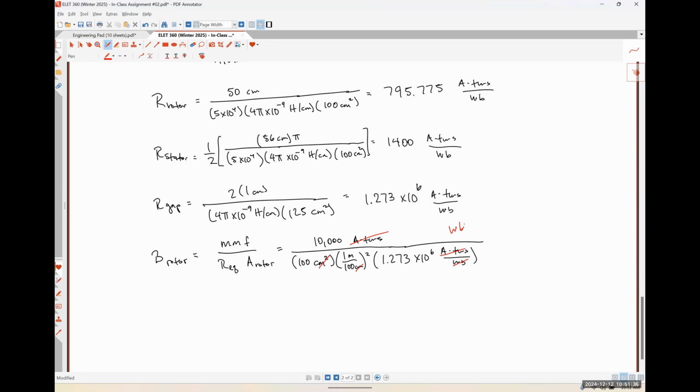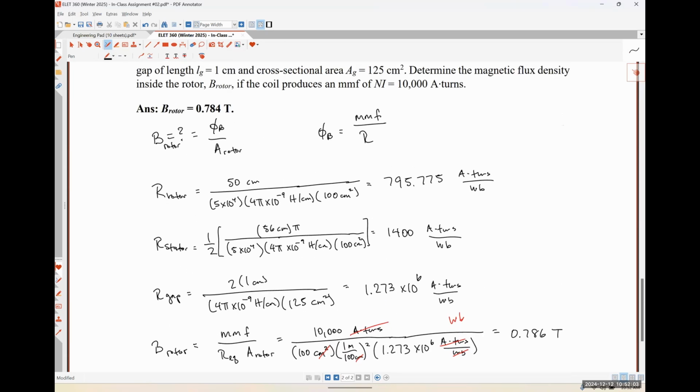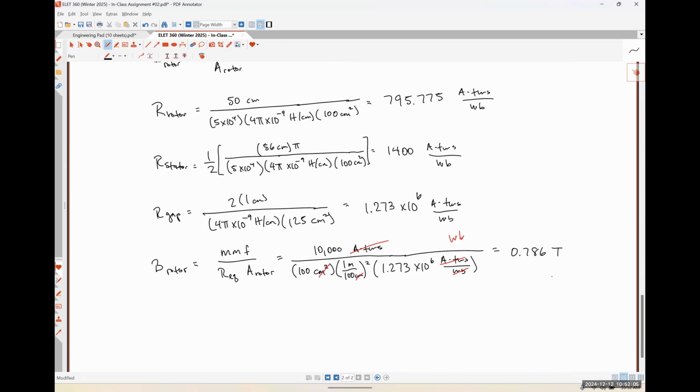So 10,000 divided by 100 over 100 squared, times 1.273 times 10 to the 6th. I wound up getting 0.786 Tesla. So a little bit of rounding error, but not a whole hell of a lot.